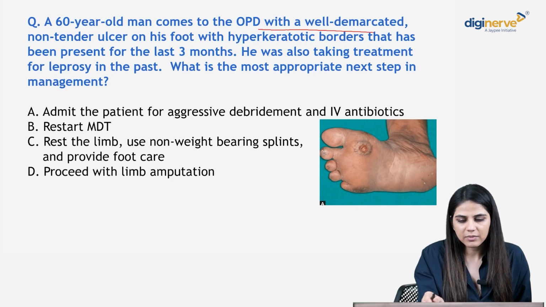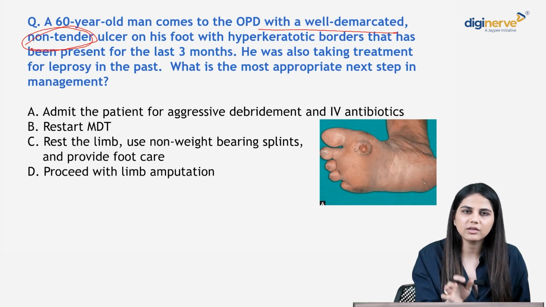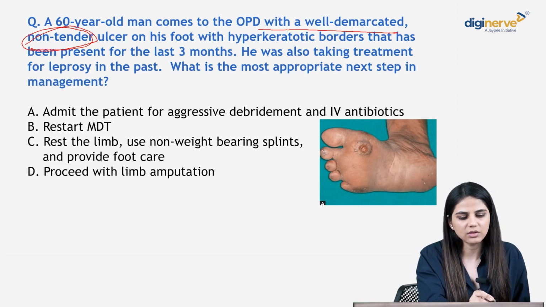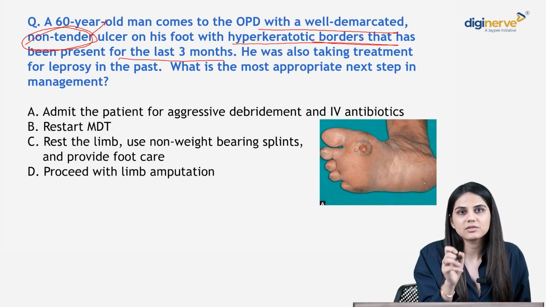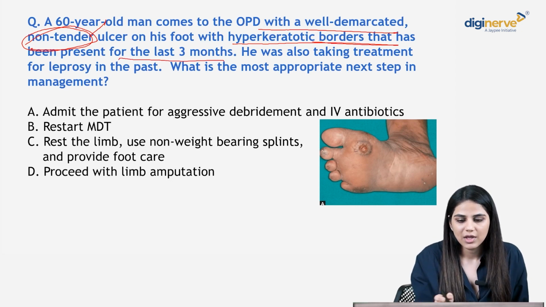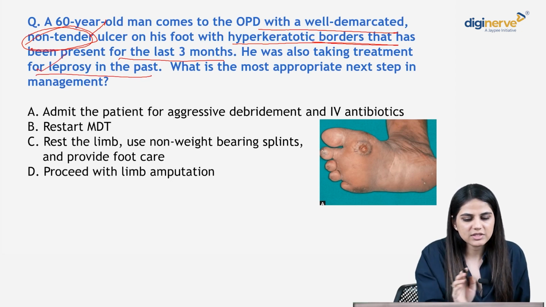60-year-old man, well demarcated, non-tender ulcer, okay. So, we have studied very few conditions in dermatology with non-tender ulcer. Hyperkeratotic border, last 3 years, so non-healing ulcer also. It's giving a clue towards a neuropathic disorder. Also taking treatment for leprosy. All right, they diagnose the disease for us.